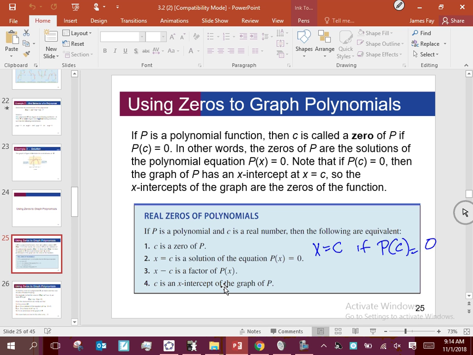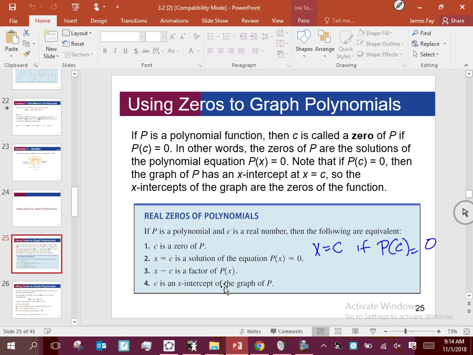These 1, 2, 3, 4 are all ways of saying the same thing, or they're called equivalent statements. So c is a zero of p. x equals c is the solution of the equation p of x equals 0. If I set my function, replace p of x with 0, and then solve that, c is going to be the value that pops up at the end that I solved for. Does that make sense?